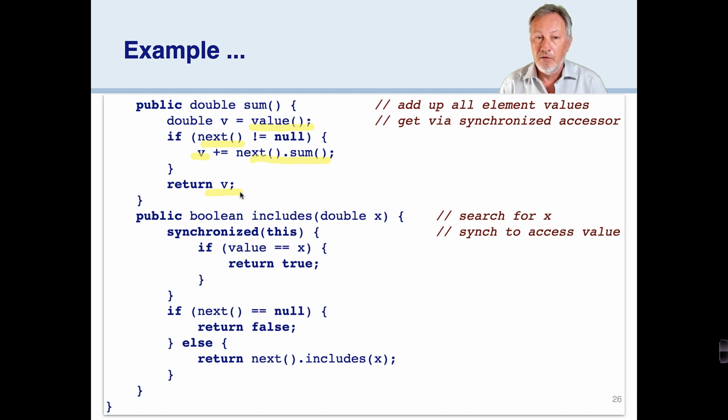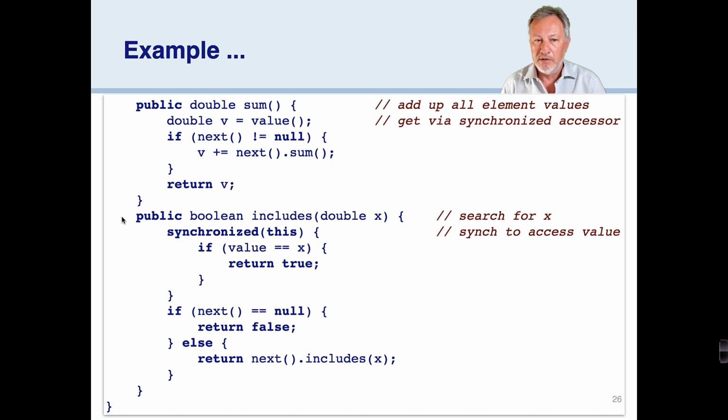Interestingly, there is no synchronized code here. Why is that the case? First of all, value is already synchronized. Next doesn't need to be synchronized. And here, next.sum is the recursive call, and the same logic applies. So as a consequence, this method doesn't need to be synchronized at all. The only synchronization that's needed is through the synchronized accessor. So that's one example of restricting the scope, where the first one was the next method, which was completely immutable.